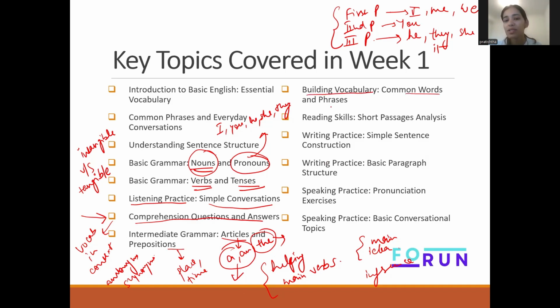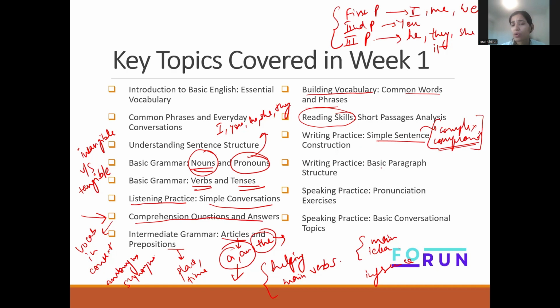Then we have building vocabulary. We used common words and phrases. We did reading skills. We practiced a little bit of reading. We did some hands-on reading as well. Also did some writing practice. We started with writing simple sentences, right? And if you remember, we also started doing complex, compound, all those kinds of sentences, right? We started making simple sentences with it. This is something that we will focus more on in the upcoming lessons.